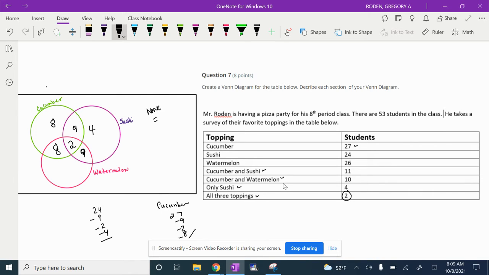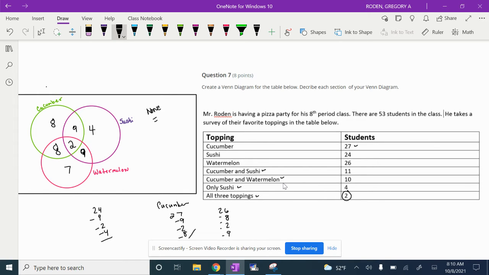All right. And then the last part is just watermelon. So again, watermelon was 26. And then we'll take off 8 because that was in the watermelon, we'll take off 2 because that was in the watermelon, and then we'll take off 9, and that's in the watermelon. We'll subtract those out. Okay. And we will get 7. That will be 7. All right.